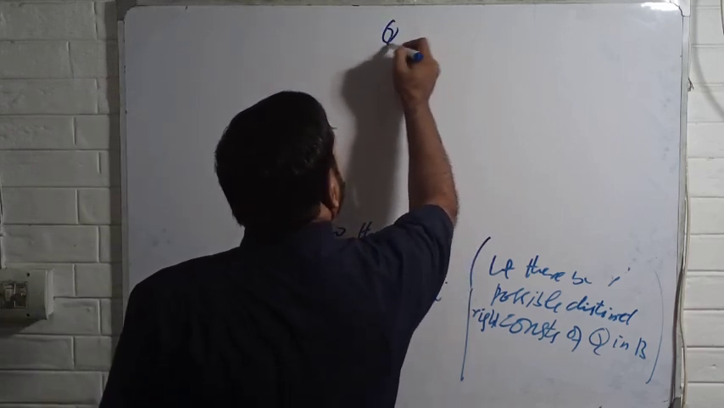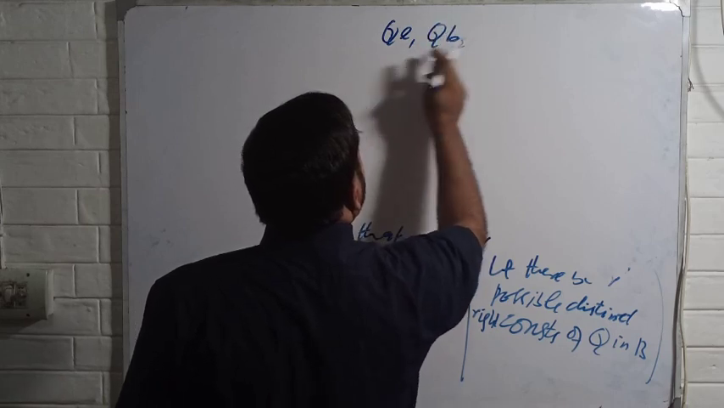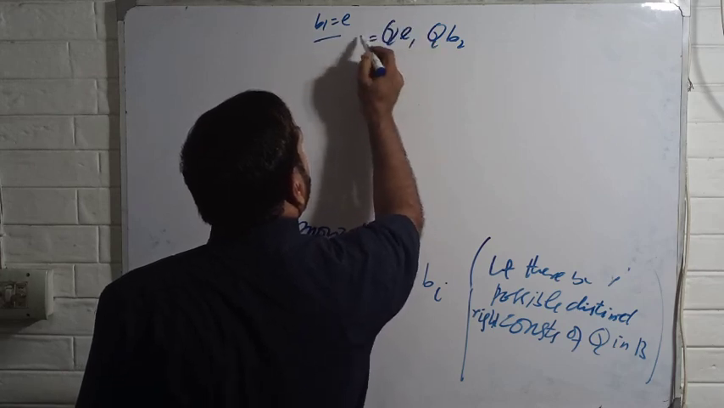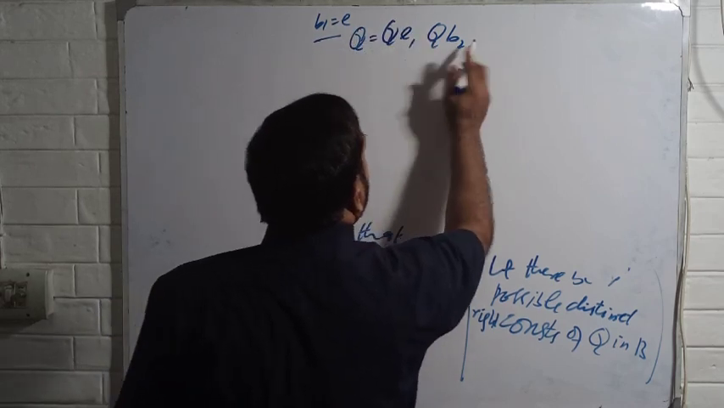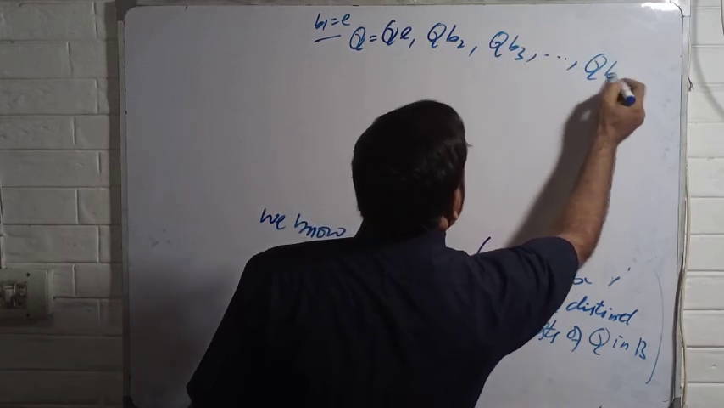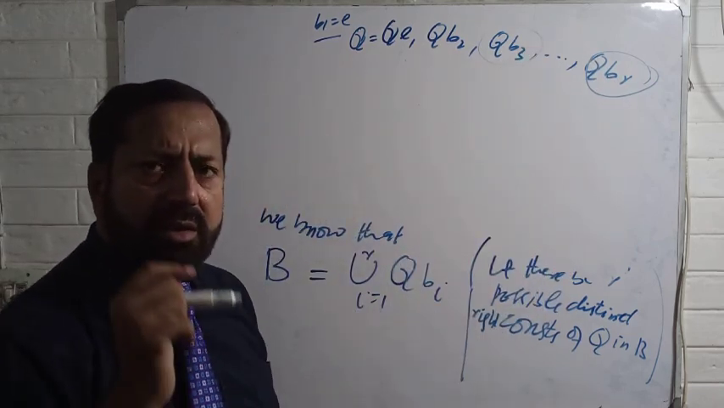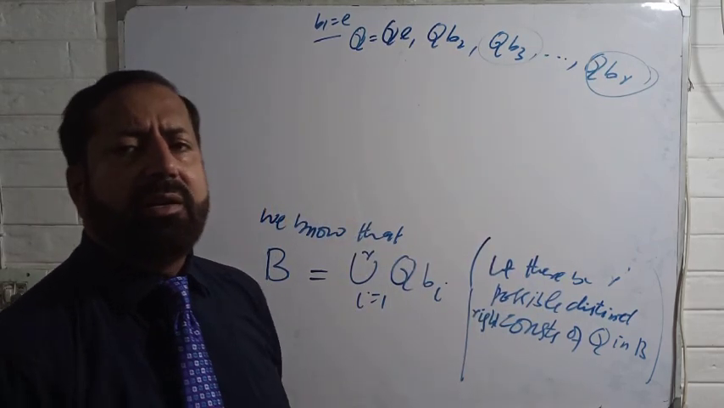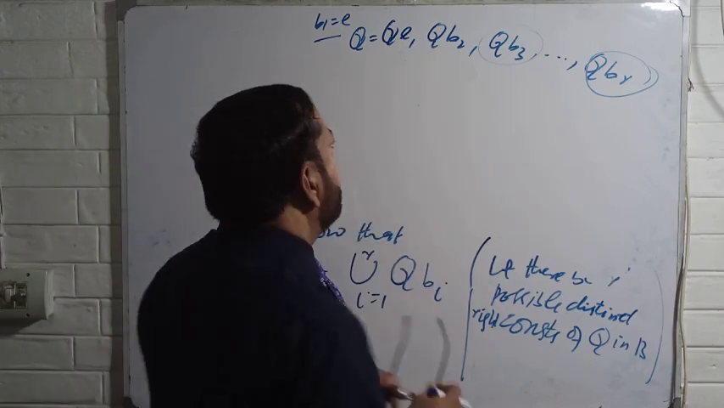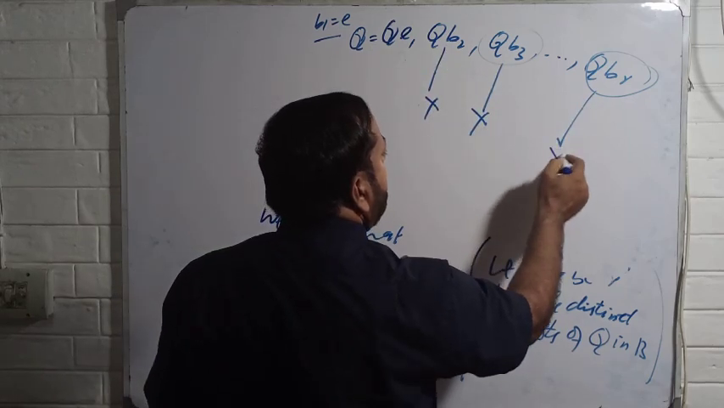Okay, in fact this is Q E, Q B2, say B1 is equal to E. Of course, this is equal to Q, and QB2, QB3, and so on, QBR. Okay, since these are all distinct and different right cosets, none of these right cosets is a subgroup. This is not a subgroup, this is not a subgroup, this is not a subgroup.